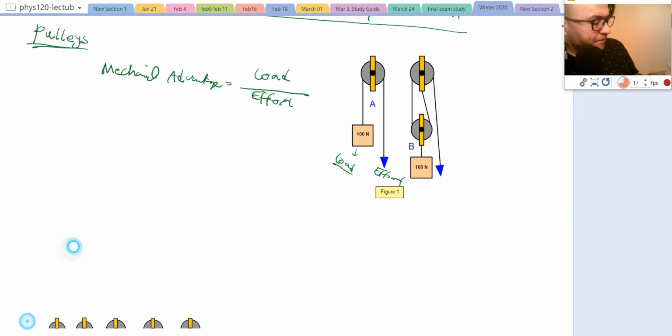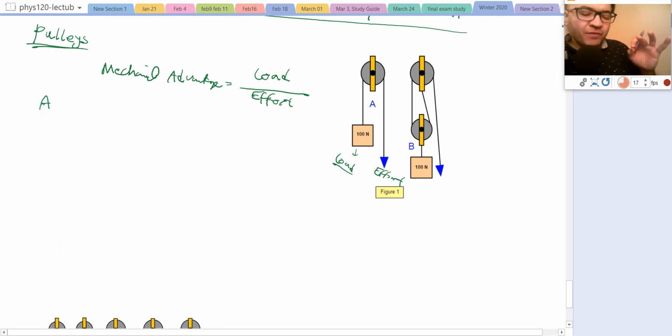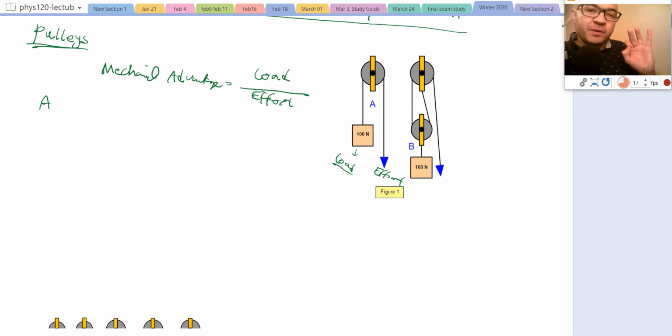Now in A, if you have one cable, the force all over that cable is the same, because the cable cannot be stretched. We assume the cable is rigid. The other assumption is that there is no friction on the pulleys. So when there is no friction and the cable is rigid, everywhere on the cable you have the same force.